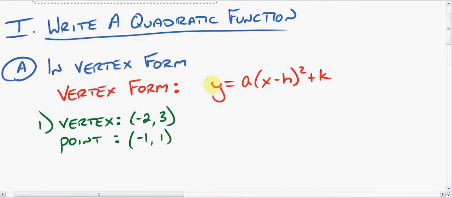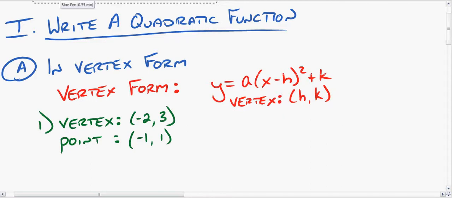Just a reminder, the vertex form is the equation y equals a times the quantity x minus h squared plus k, where your vertex is going to be h comma k. Let me add that in here just in case we forget. Where the vertex is h comma k, where h is the opposite of the value you see in the equation. So how do we do that?